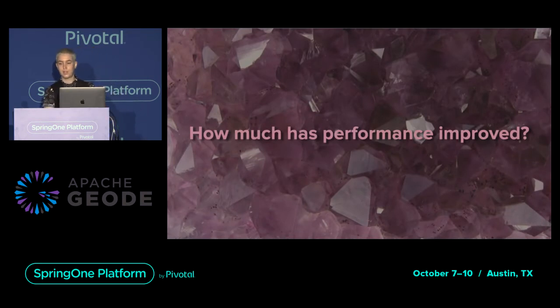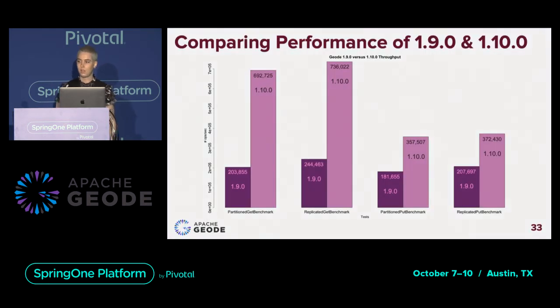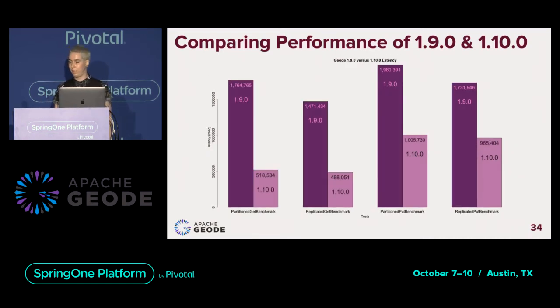So to wrap things up, let's talk about how much performance has improved. This is a graph showing the throughput for the 4 tests that we've been looking at for version 1.10 compared to version 1.9. Each of these tests showed a significant improvement in the performance due to the connection pool and the other refactors that I mentioned. Leave that up there for a minute if you want to look at the numbers more. And then here's a similar graph for latency. It also shows that we have a reduction in latency across these 4 tests between versions 1.9 and 1.10.